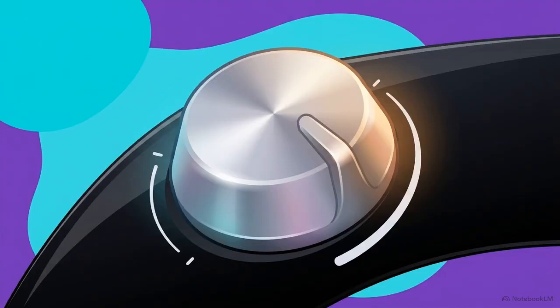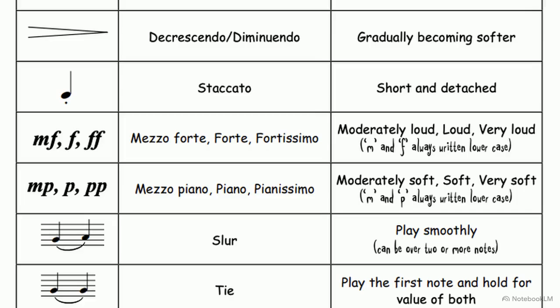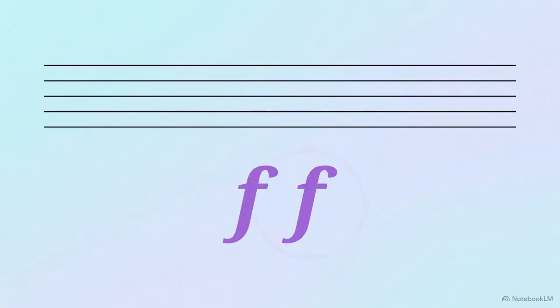Once you have the speed, you need the volume. In music, we call this dynamics. For quiet passages, the instruction is piano, represented by a lowercase p. If you need it very quiet, you drop down to pianissimo, marked by a double p. Looking at this dynamics chart, the opposite end of the spectrum uses the f symbol. Forte translates to loud. Adding a second f gives you fortissimo, demanding a very loud, powerful sound.